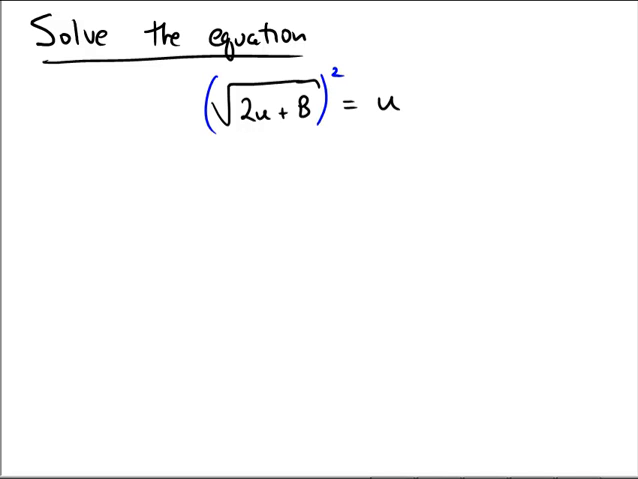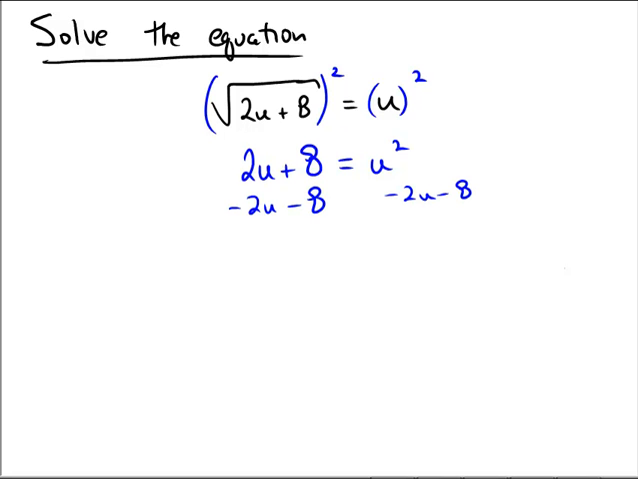Cancel out the radical by taking the square of both sides. So on the left-hand side, we get 2u plus 8 equals u squared. Now subtract 2u and subtract 8 from both sides for the purpose of getting everything on one side of the equation. And there's u squared minus 2u minus 8.